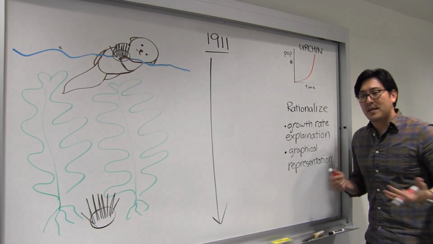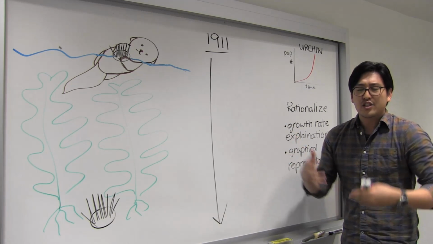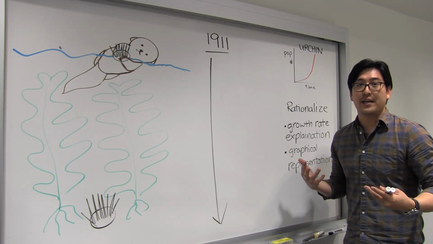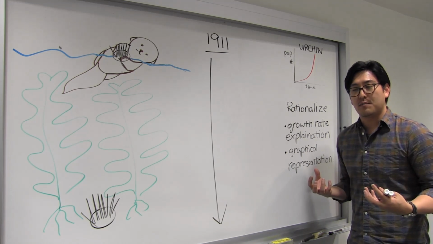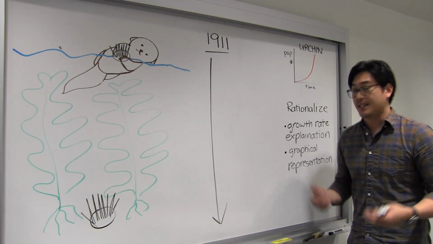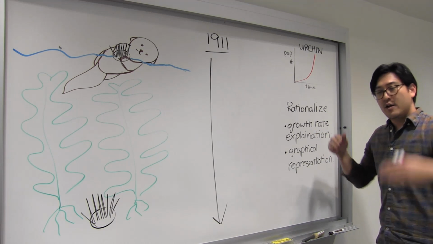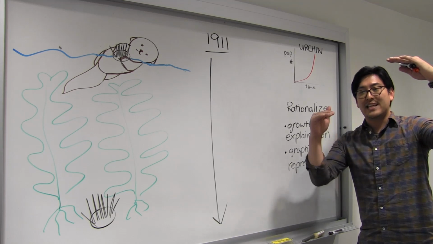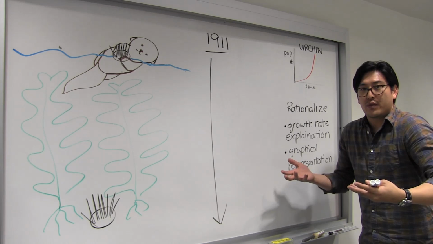A way to rationalize this is that since there's a lot more kelp growing in that area, urchins are eating it and multiplying, and their birth rates are increasing. So, giving a rationale for our growth rate: birth rates are increasing, death rates are decreasing, and you have overall population growth.